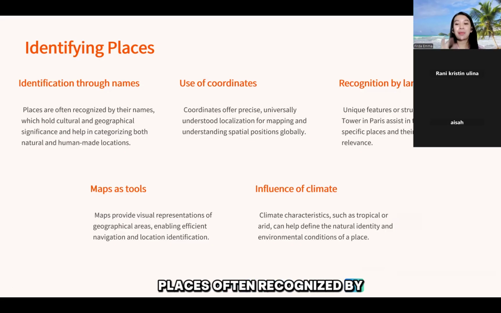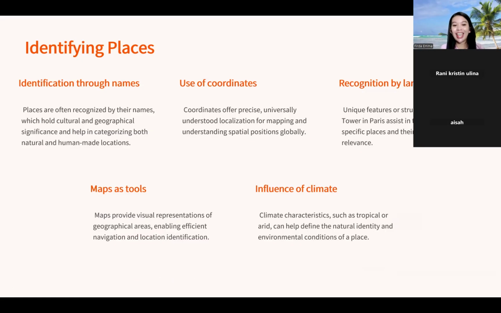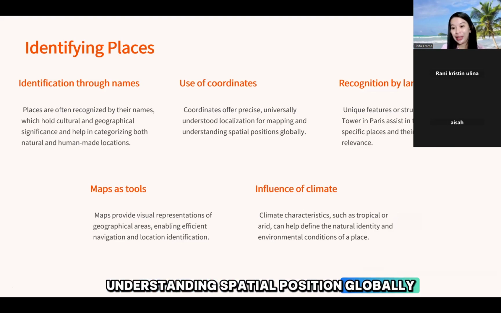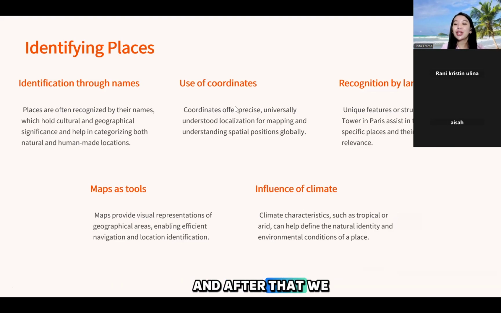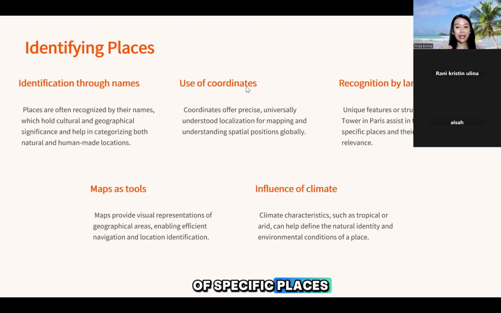Places are often recognized by their names, which hold cultural and geographical significance and help in categorizing both natural and human-made locations. After identification through names, we use the coordinates. The coordinates offer precise, universally understood localization for mapping and understanding spatial position globally. And after that, we have recognition by landmarks.